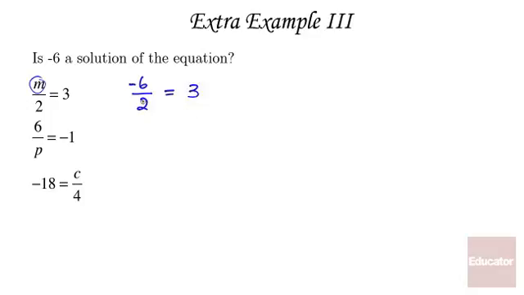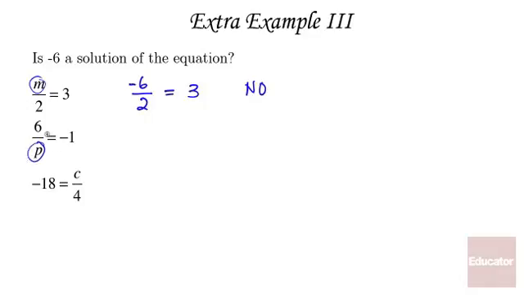Well, I know that 6 divided by 2 is 3, but is negative 6 divided by 2 3? No, because when you have a negative divided by a positive, you only see one negative. That makes the answer a negative. So in this case, this is no or false. So this one, I'm just going to write no.